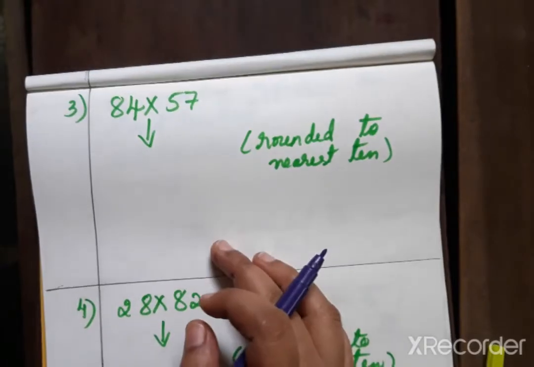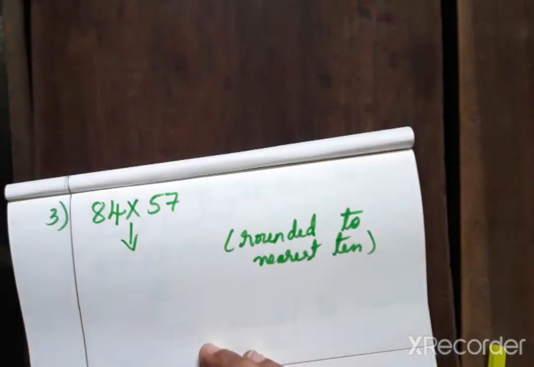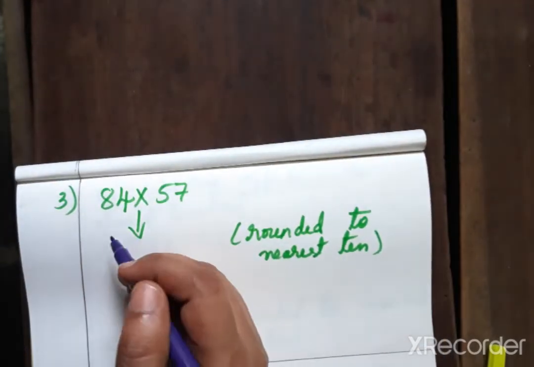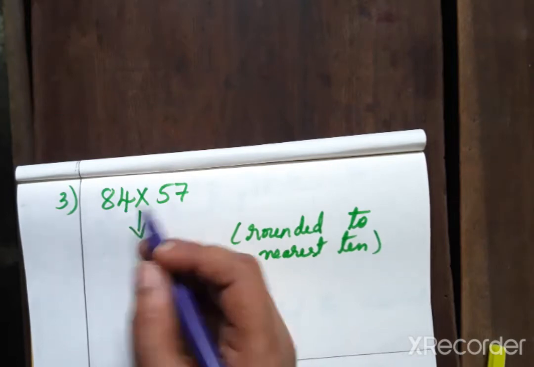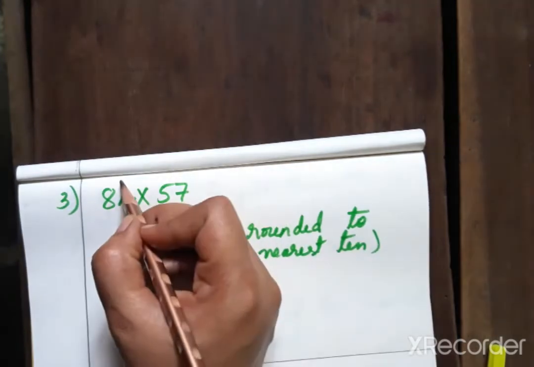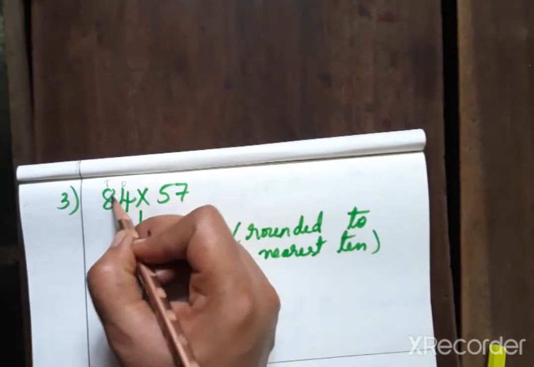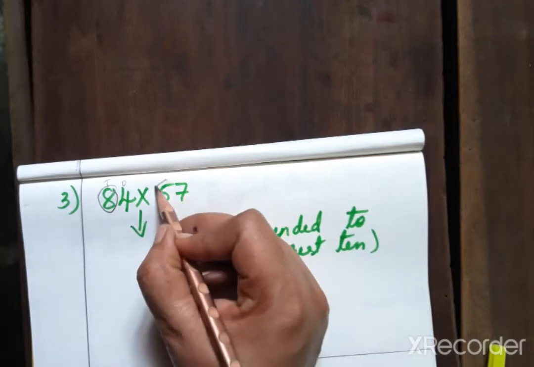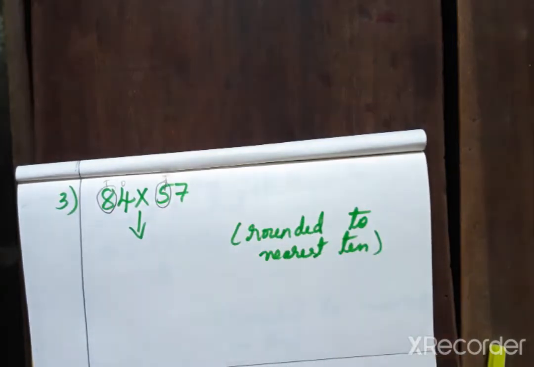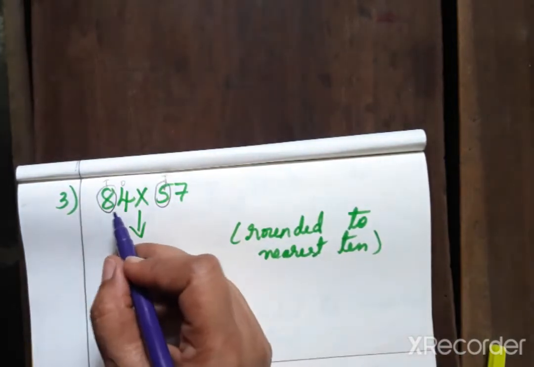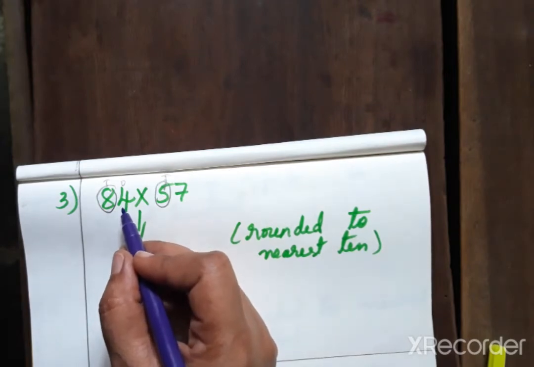Next is the third question, 84 into 57. We have to round off 84. So the first step is to circle the digit in the tens place we have to round off. Then knock on the next door and ask, do you have 5 rupees or more than 5?